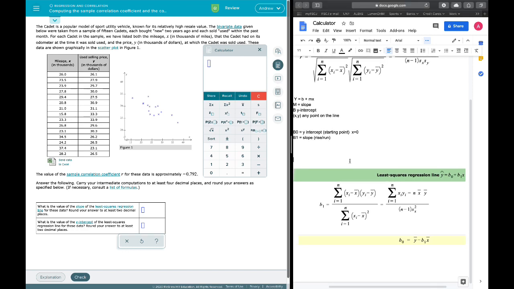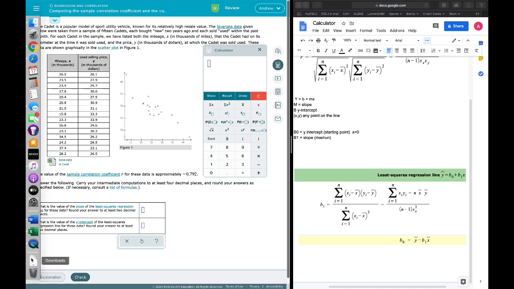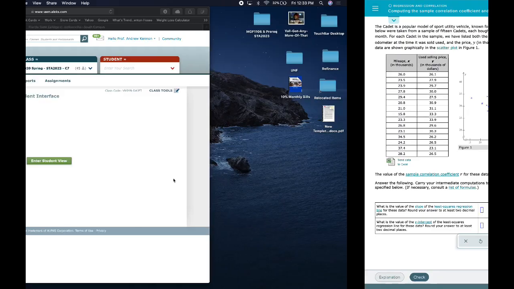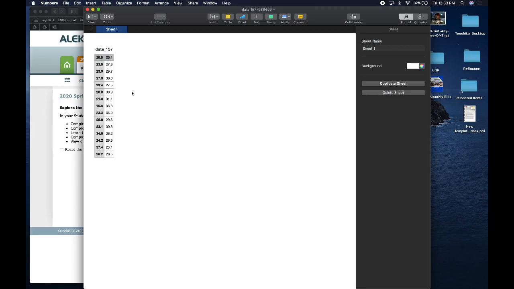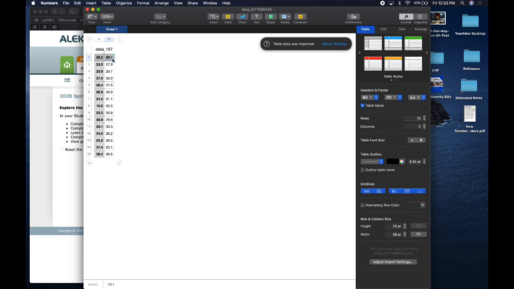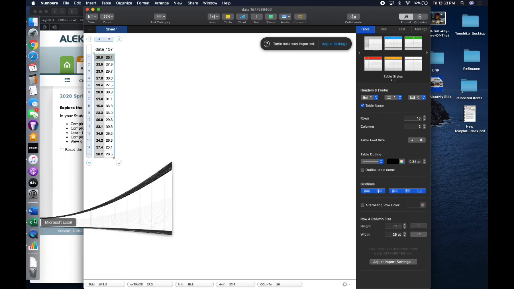All right, so we want to find each x times each y. So you can sit here and you can do 26 times 26.1, write that number down. 23.5 times 27.9, write that number down. 23.9 times 29.7, write that number down. So each row times each other and then add all those up. That takes a lot. So I'm going to send it to Excel actually, and I'm going to have it do it for us in here. Actually, it sent it to Numbers. So let me put it in Excel.